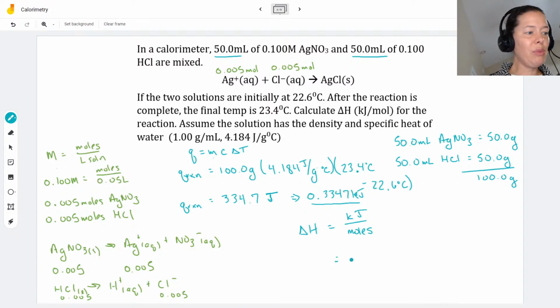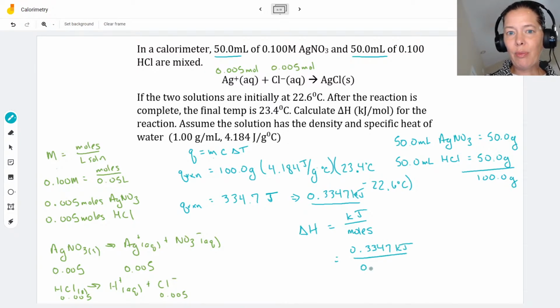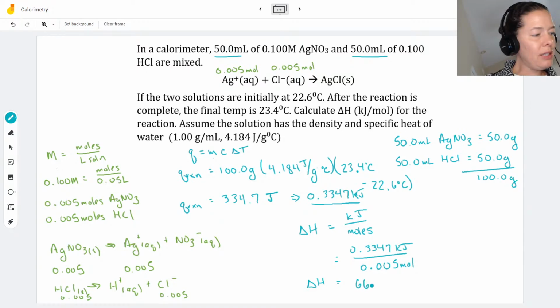So let's plug our numbers in. All right, and that is going to be divided by 0.005 mole. So I get an enthalpy of 66.9 kilojoules per mole.